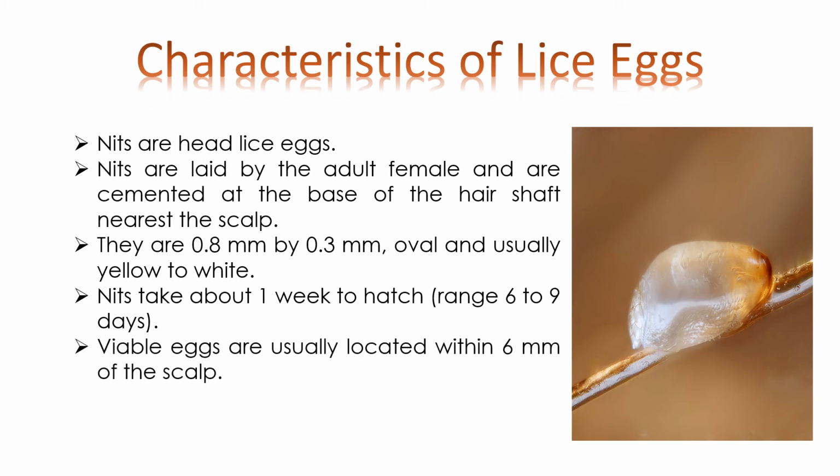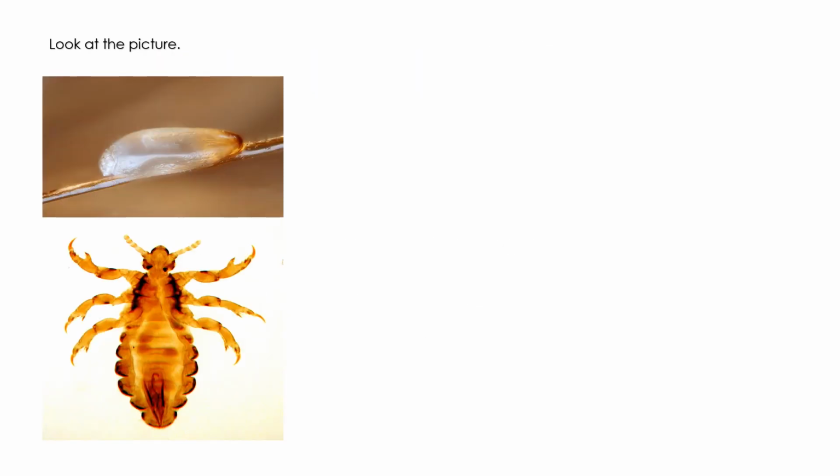Okay, the last one is viable eggs are usually located within 6 millimeter of the skull. Now, students, look at the picture. This is the nits, very good. And this one is the louse.